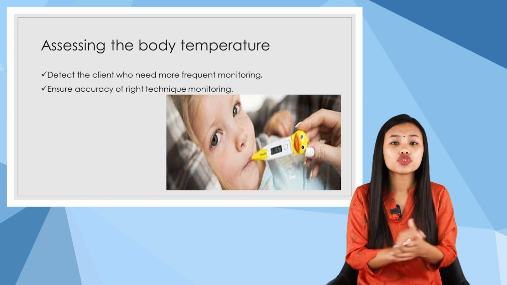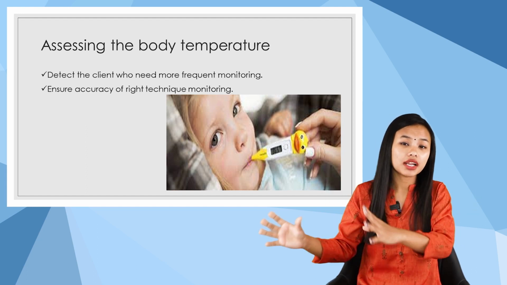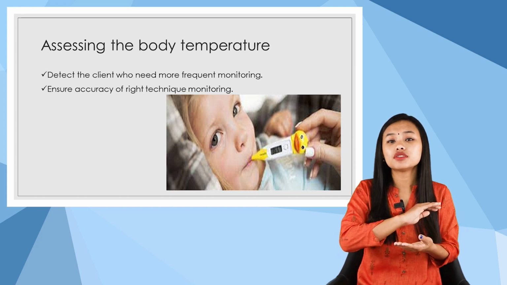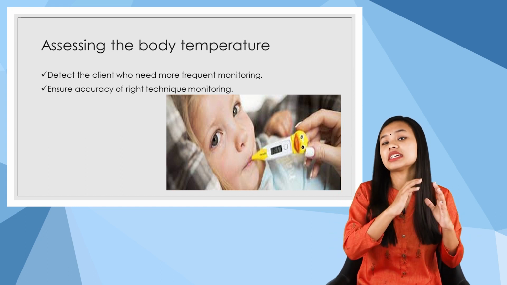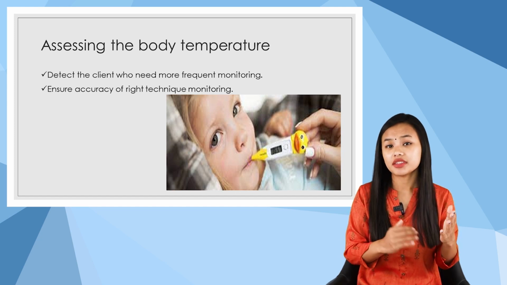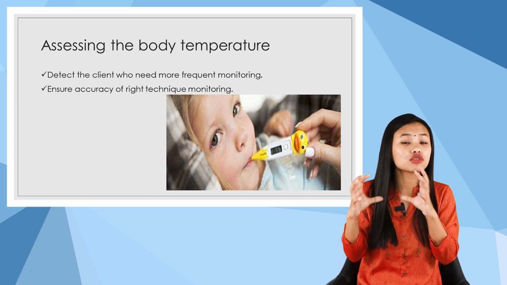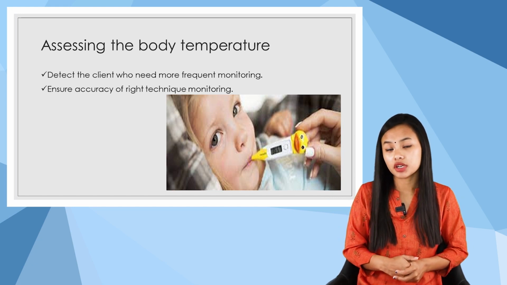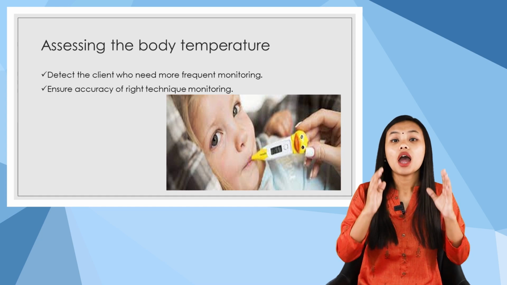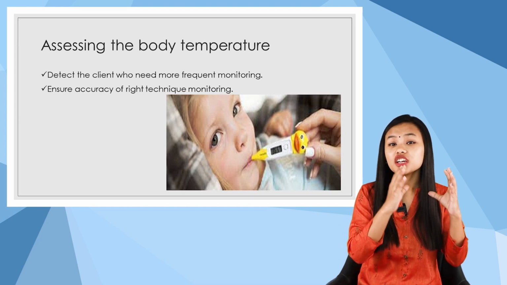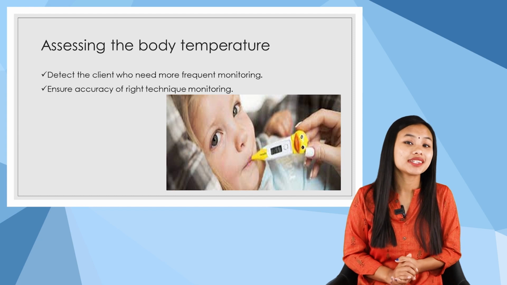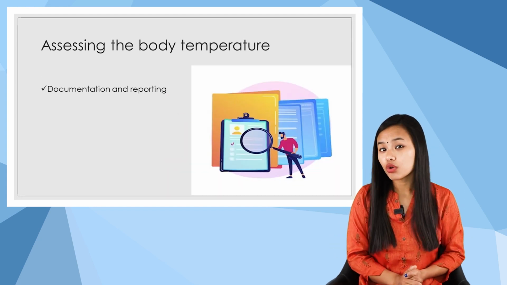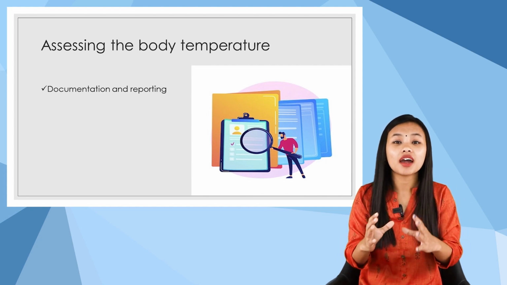As I've told you, for each and every client we need to assess their vital signs. But after you first assess, if you find a client whose temperature is higher than the normal level, then you have to detect those particular clients so that you can assess their body temperature more often. Also, as a nurse, you must ensure the accuracy and right technique of monitoring the body temperature. And the last role of a nurse is documenting and reporting.